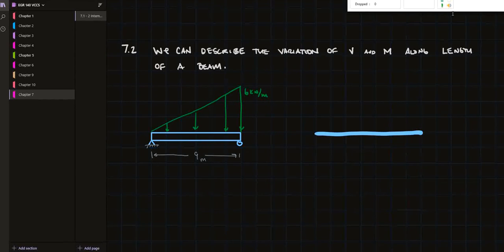So here's our beam. Now we have a triangular distributed load here, so for my analysis purposes, I'm going to replace that with just a concentrated force. 6 times 9 is 54 divided by 2, so this is P equals 6 times 9, half of that, because that's the area of this triangle, equals 27 kilonewtons.